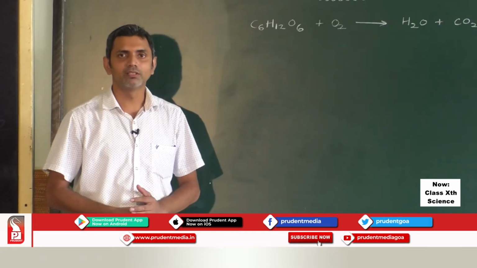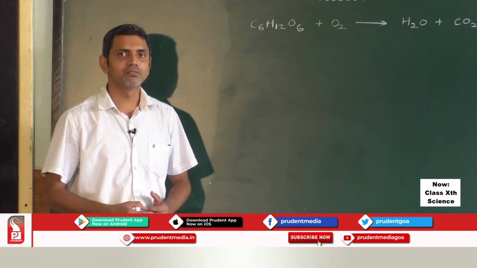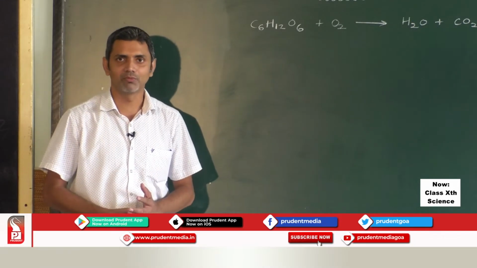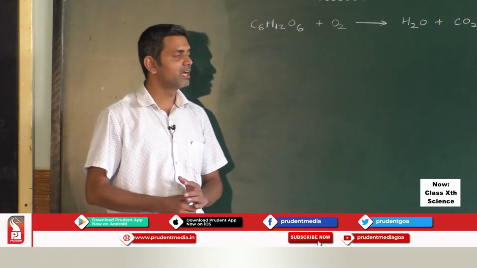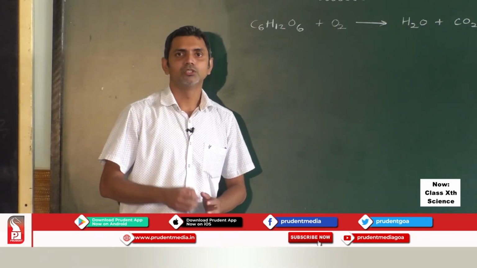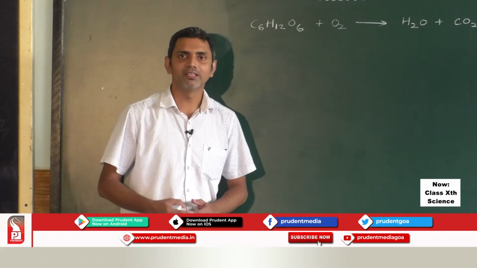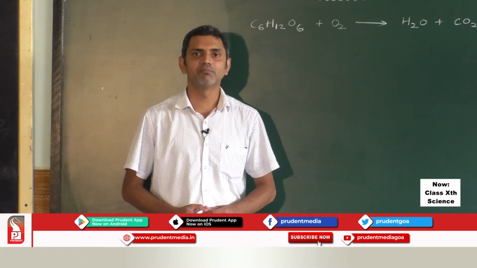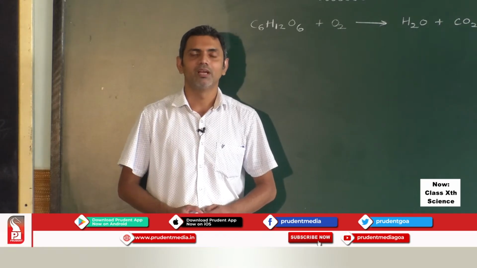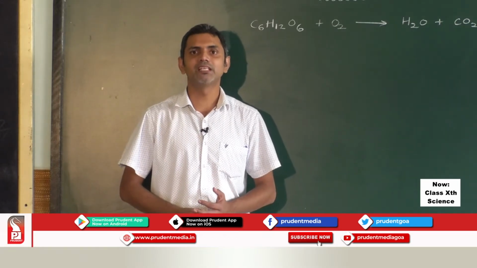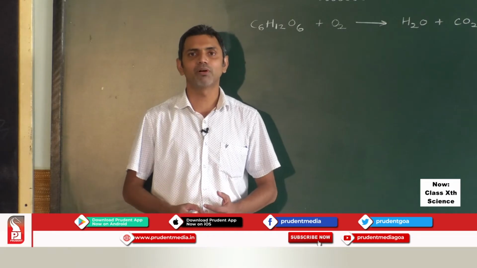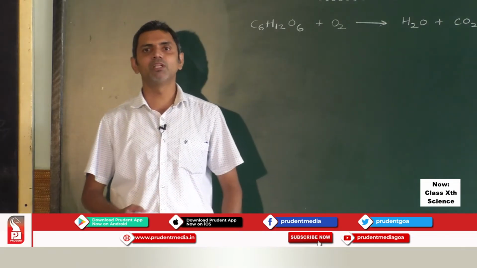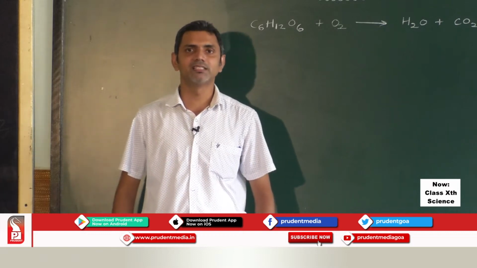Now we are going to learn what exactly happens to glucose. So during the process of respiration, the first step that takes place is the breakdown of glucose. Glucose breaks down into one compound called pyruvate, and this takes place in one part of our cell, that is the cytoplasm.